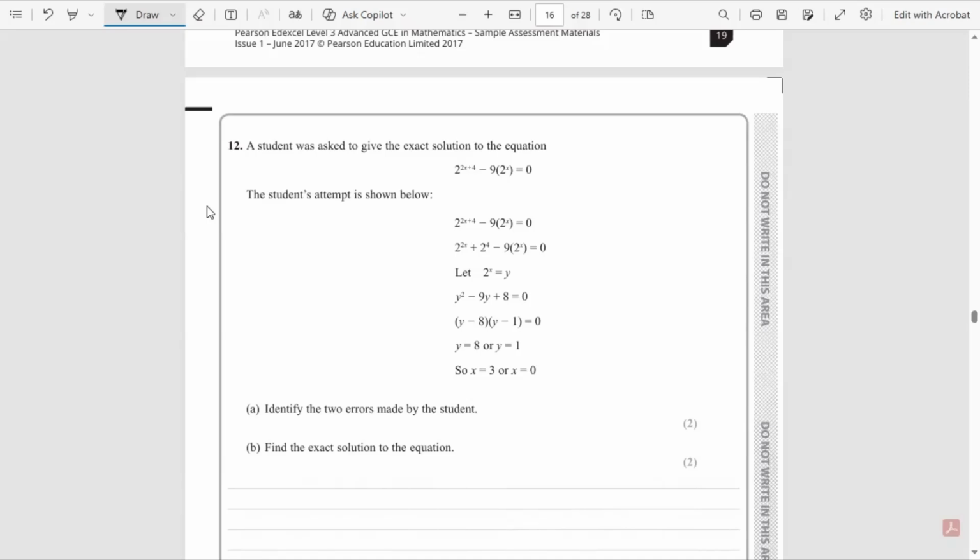So they've just started off by writing down the equation again. That's fine. Then in the next step, what they've done is 2 to the power of 2x plus 2 to the power of 4. Now, hopefully, if you know your rules of indices, you will know that that step is incorrect. And part A of the question actually does say identify the two errors made by the student.